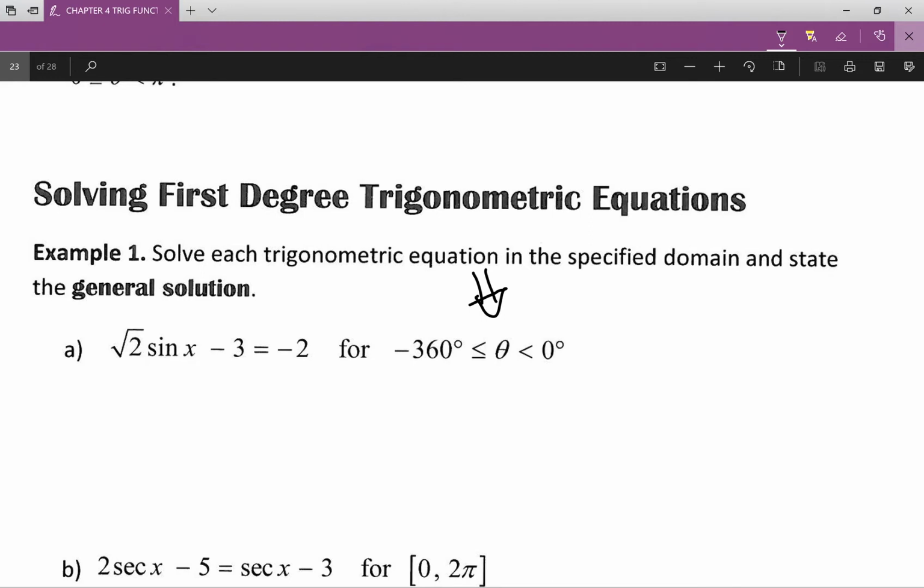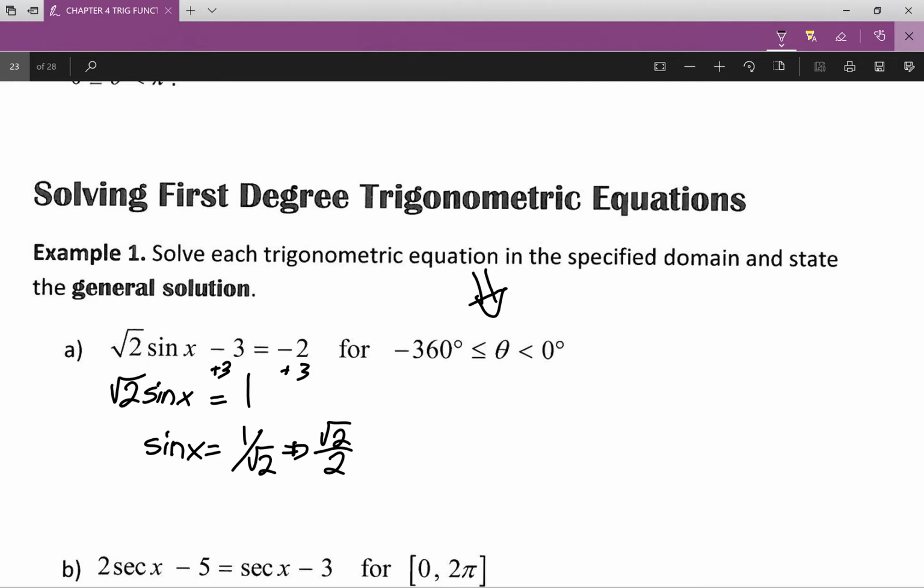The first thing that we want to do is solve this for sine x. So I go root 2 sine x equals 1, because I add 3 to both sides. Then I divide both sides by root 2. So I get sine x equals 1 over root 2. Okay. So you guys remember that 1 over root 2 is the same thing as root 2 over 2.